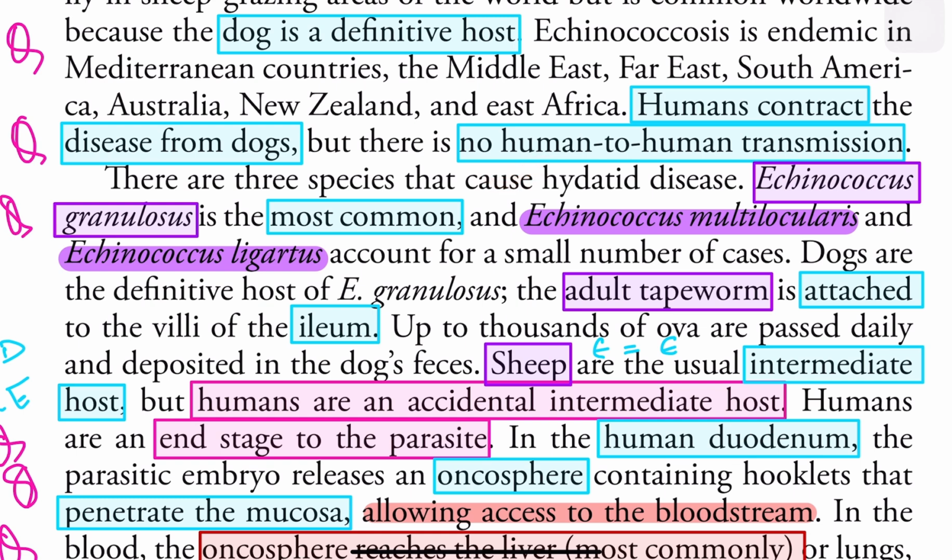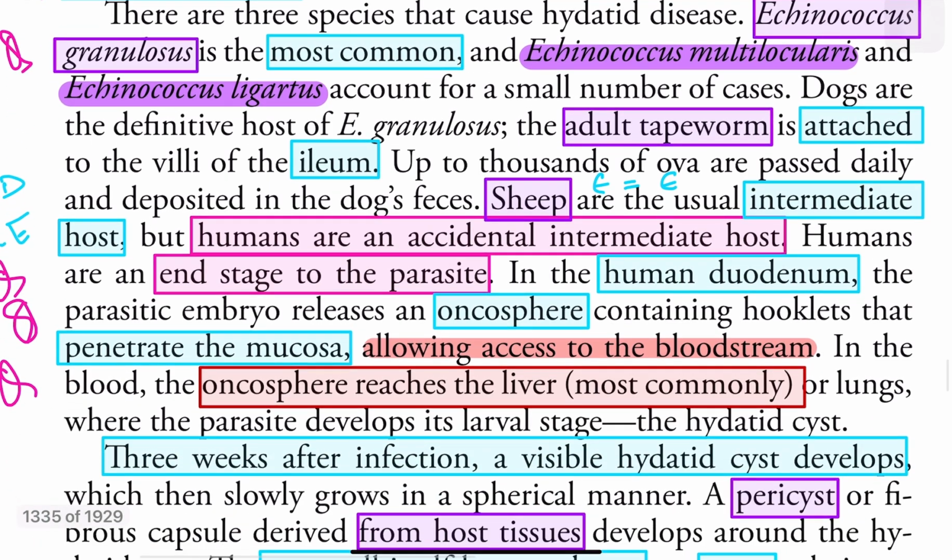Okay, so there are many types of echinococcus subspecies, but Echinococcus granulosus is the most common type. Other ones are Echinococcus multilocularis and Echinococcus vogeli. So in dogs, the adult tapeworm is attached to the ileum of the definitive host. And sheep are also intermediate host, so it is most commonly seen in sheep rearing areas.